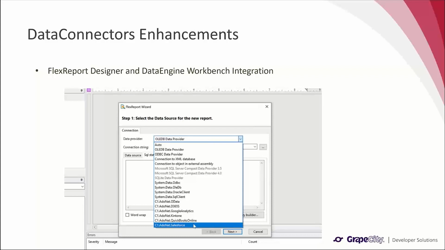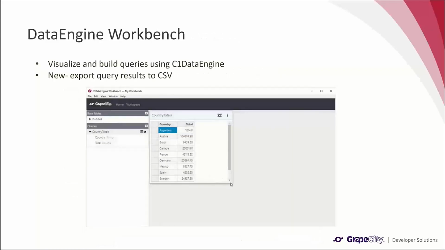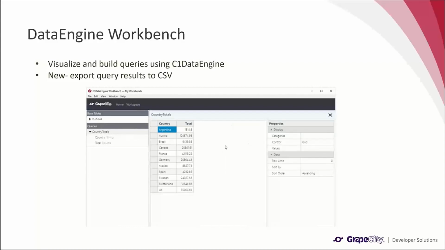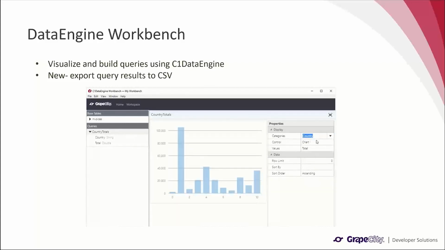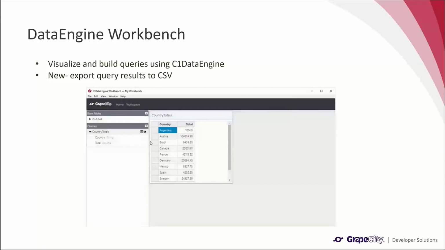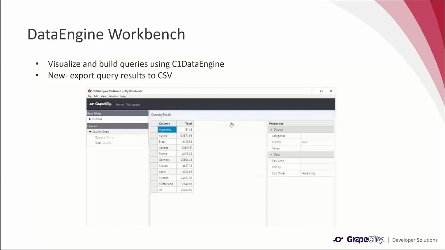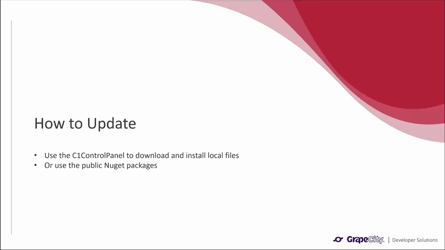I mentioned the Flex Report Designer earlier, but if you don't know about the Workbench app, it's a desktop app for Windows and Mac designed to create and visualize queries without using code. It uses our data engine library and it helps to visualize the functionality of this data engine. So further, the script and the JSON that's generated by this Workbench app can then be used in your applications. And the Workbench app can now export queries to CSV in this release.